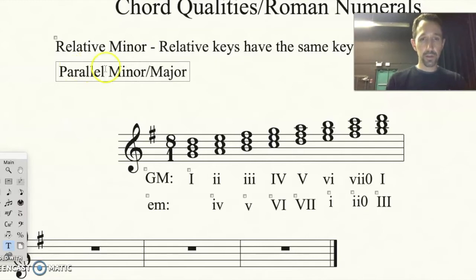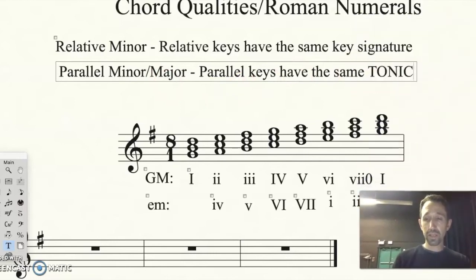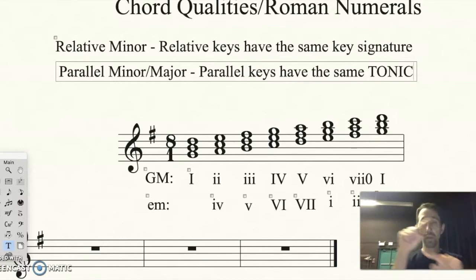Parallel minor or major is a different thing. Parallel keys have the same tonic. So C major and C minor have the same tonic note. So in a way they run parallel to each other. They actually run right on top of each other. Whatever works for you to remember that. But parallel keys have the same tonic note, not the same pitches.